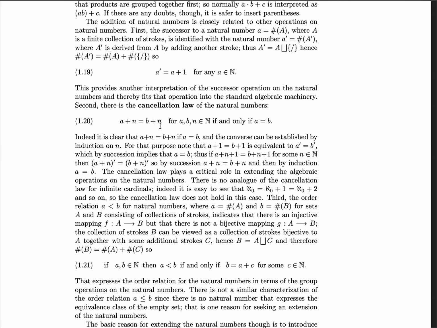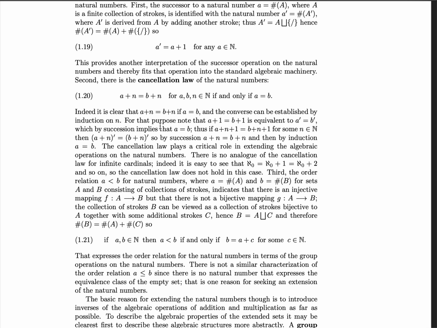We can now continue to expand on the structure of natural numbers by considering the addition of natural numbers and its connection to disjoint unions. To take the successor of a natural number a, which is the cardinality of a set A, we have the successor a prime, which we'll call the cardinality of a set A prime, where the set A prime is derived from A by adding another stroke to A, namely a disjoint union with one stroke. Therefore, the cardinality of a prime is equal to the cardinality of a plus the cardinality of one stroke, so a prime is equal to a plus 1 for any natural number a.